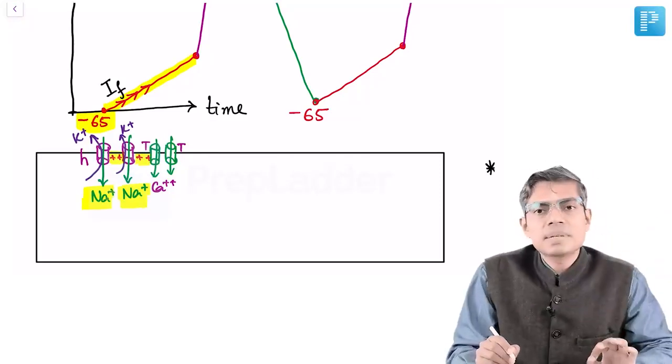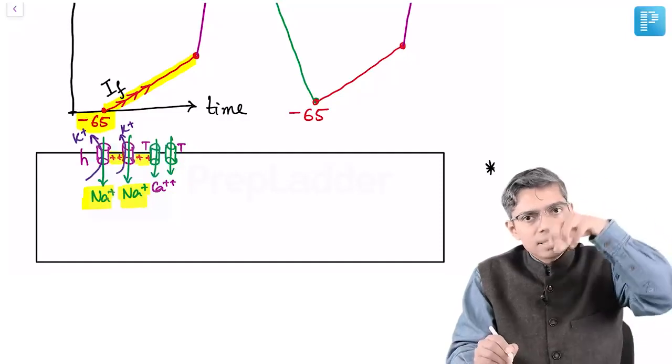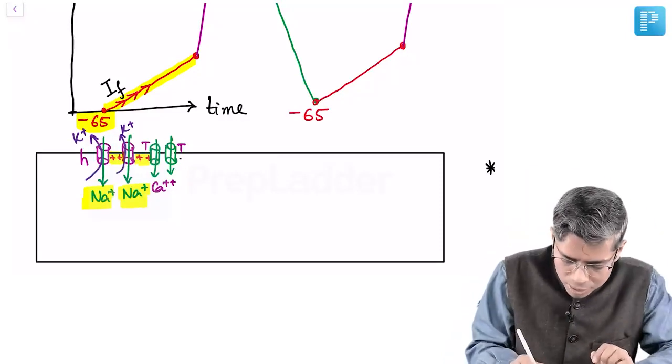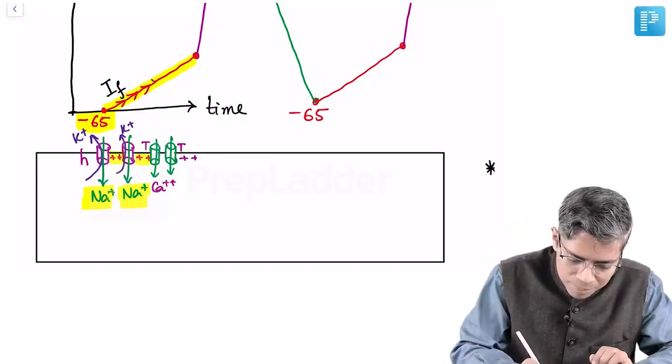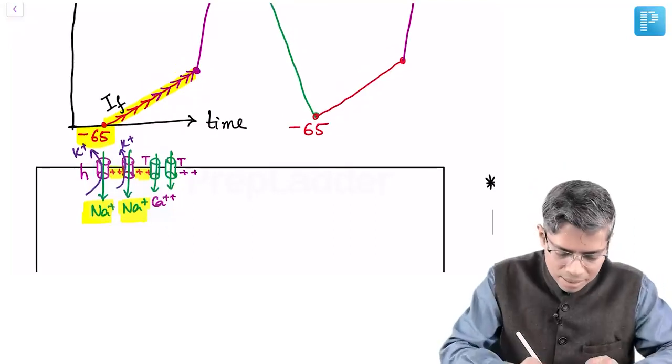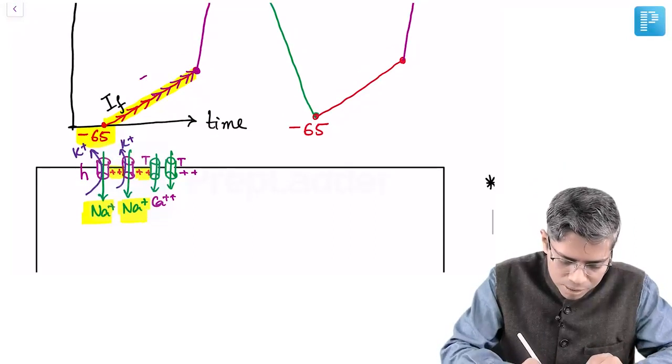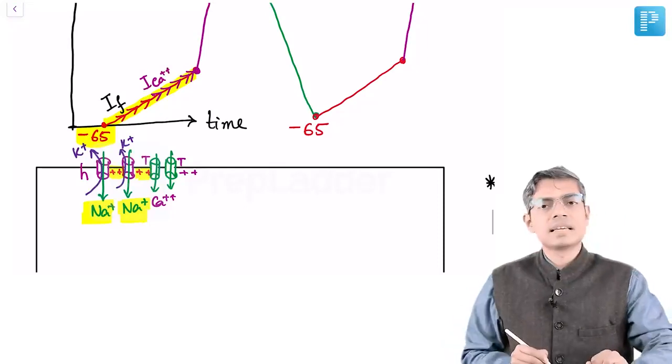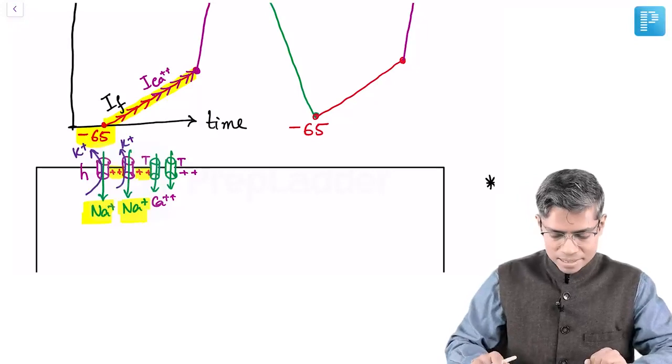So whenever this T-type calcium channel is opening, further calcium is going to enter, it will cause more positivity. More positivity means this prepotential will rise up further and it will reach minus 40 millivolt. So I'm writing here that the second part of this prepotential is due to calcium current, and this calcium current is due to T-type calcium current.